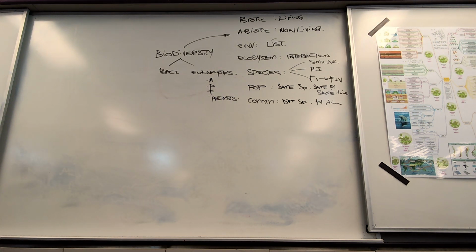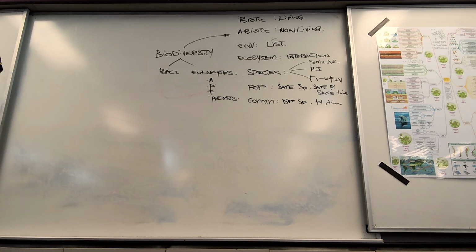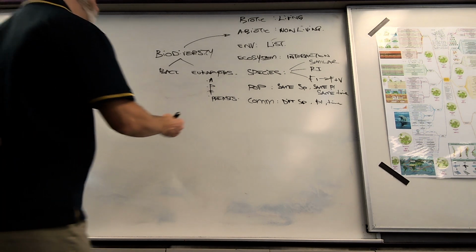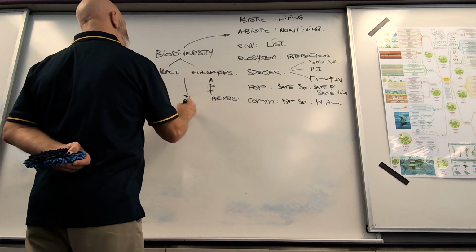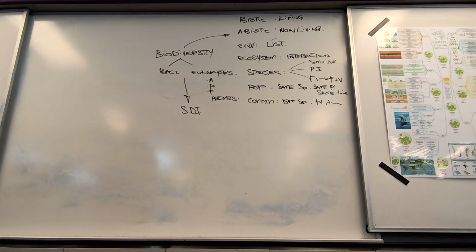How do we measure biodiversity inside an ecosystem? What is it that we use to determine a number that reflects the amount of biodiversity? Simpsons. Sorry? Simpsons Biodiversity Index. Well done. Simpsons Diversity Index. I will give you the equation in the test. Okay? You don't have to remember it. In year 11, you have to remember it.